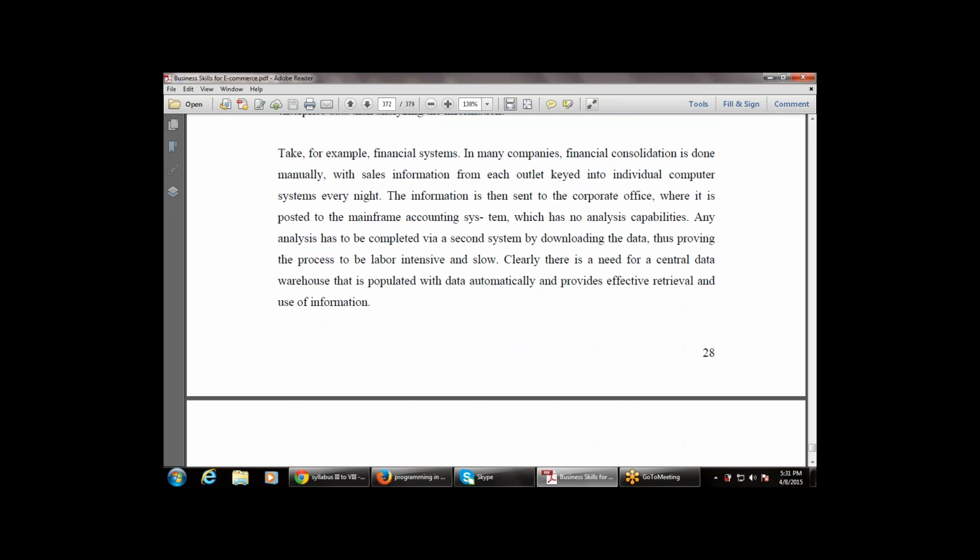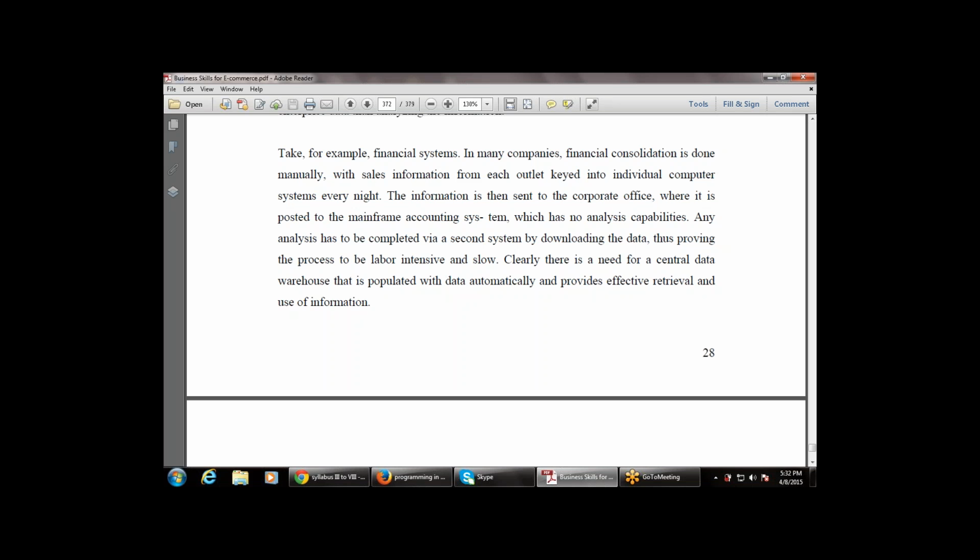For example, the financial system. In many companies, financial consolidation is done manually, with sales information from each outlet keyed into individual systems every night. The information is then sent to the corporate office, that is, in case of the financial system, every individual system's information is sent to the main corporate office, which is posted to the mainframe accounting system, which has no analysis capabilities. Any analysis is completed via a second system by downloading the data, therefore proving the process to be labor intensive and slow. So there is a need for a central data warehouse that is populated with data automatically and provides effective retrieval and use of information.